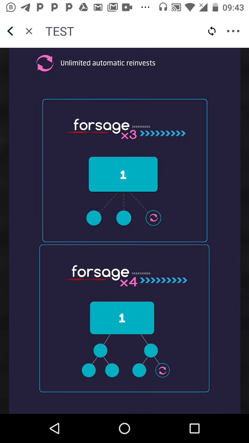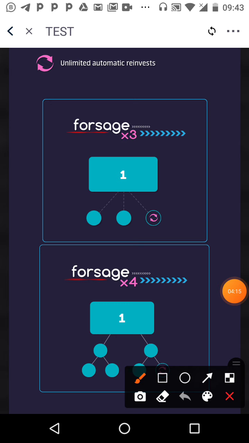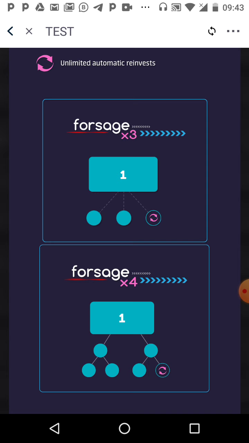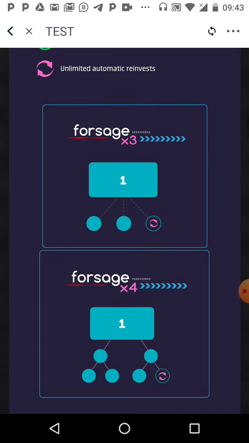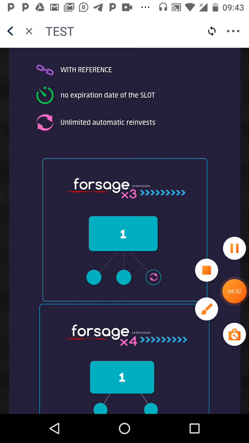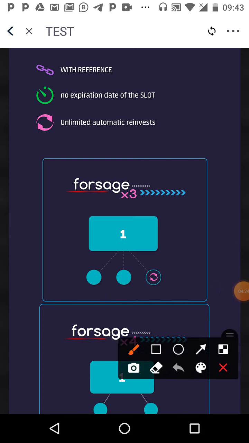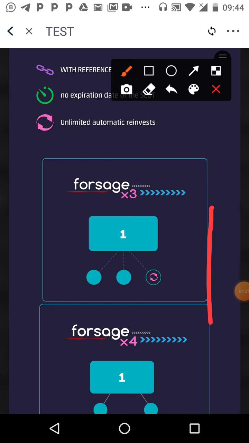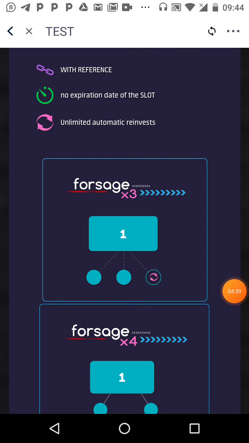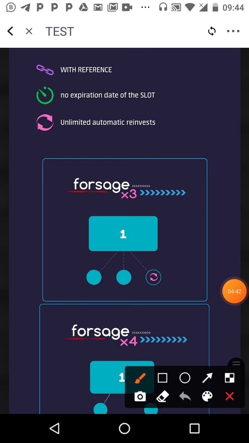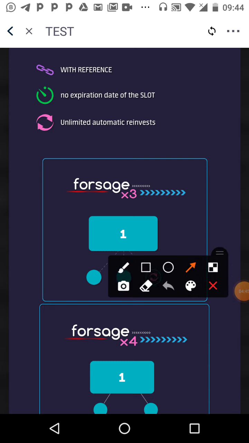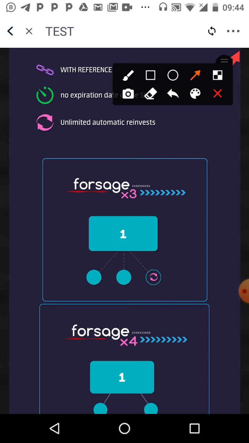Now this is X4 and this is X3. I talked about the reinvest here. As you can see, you have it here. So I'm going to break it down one after the other. Now this is X3, and sorry about that. Let me move this above. So this is X3 and this is X4 below.